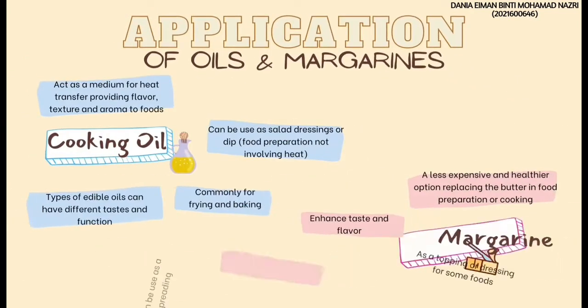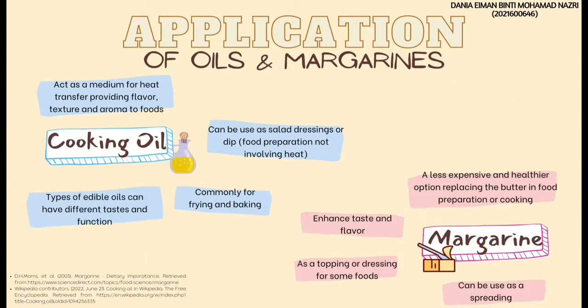Application of oils and margarines. Cooking oil can have different tastes and functions. It is common for frying and baking, but it can also be used as salad dressings or food dip. It also acts as a medium for heat transfer, which provides the flavors, texture, and aroma to the foods.